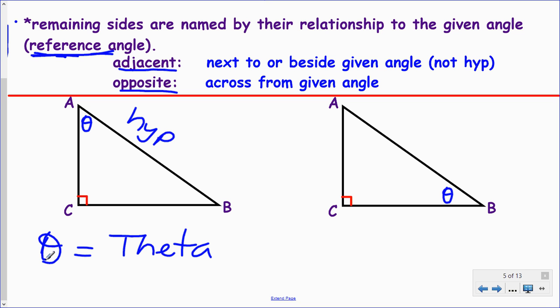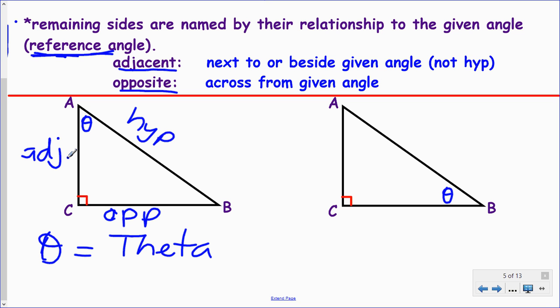Okay, so in relation to angle A, which is represented by theta, that would be the reference angle or the given angle. Side CB is opposite that angle. And side AC is adjacent or next to that angle. Okay?